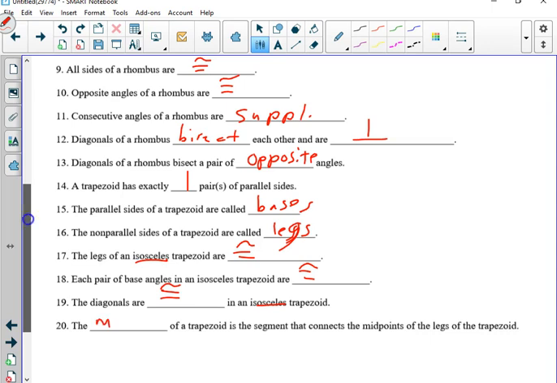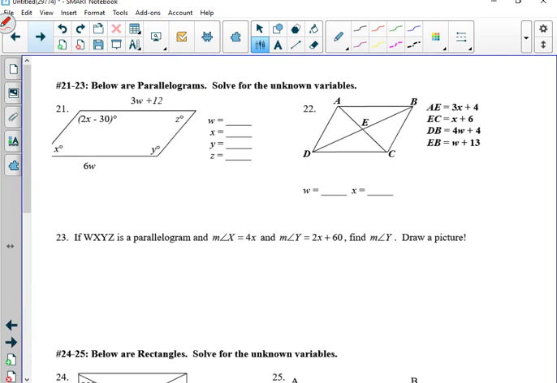The diagonals are congruent, again, keyword, in an isosceles trapezoid. And the median, or midsegment, of a trapezoid is the segment that connects the midpoints of the legs of the trapezoid. It's also parallel to the bases. Alright.